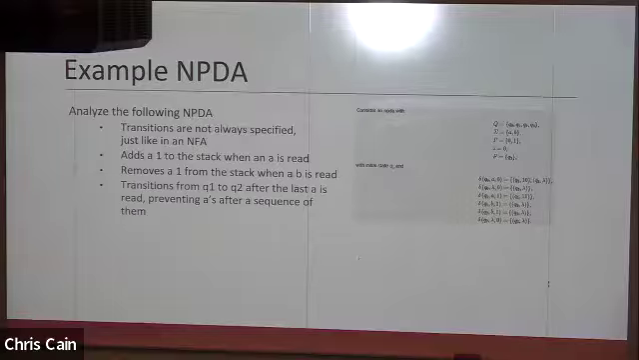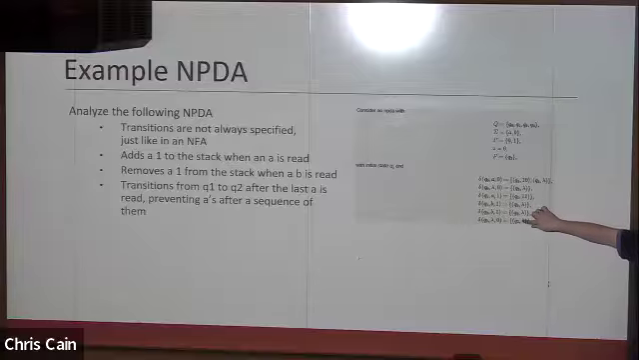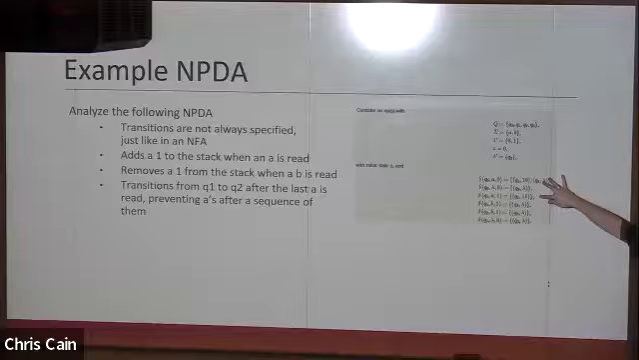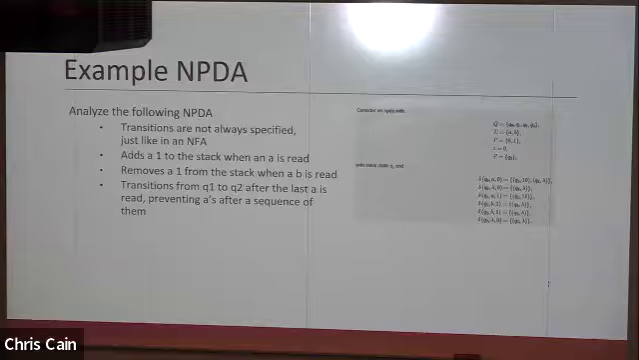It transitions from Q1 to Q2 after the last A is read. Note that we can read A's from state Q0 and state Q1, but we cannot read A's from state Q2 or Q3. We can't read B's from state Q0, but we can read B's in state Q1 or Q2. So this tells us we're reading some A's, putting some 1s on the stack. Then we are reading some B's and taking some 1s off the stack.